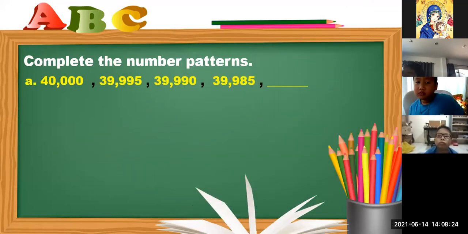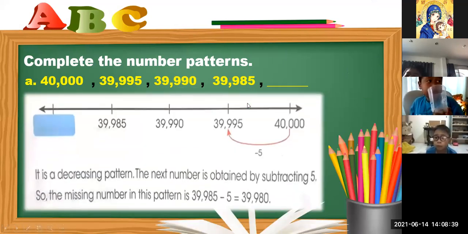Here, 40,000, and then 39,995, 39,990, 39,985. What do you think is the number pattern here? Is it increasing or decreasing? Of course, the number is going down, okay, getting smaller. So the pattern here is decreasing.